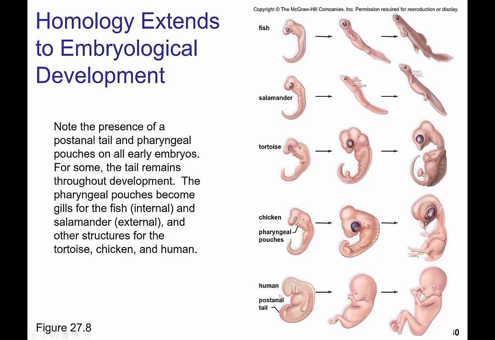We also see the presence of pharyngeal pouches. So here, here, here, here, and here. As this embryo develops, the pharyngeal pouches become gills for the fish, internal and external gills for the salamander, seen here. And they become other structures for the tortoise, the chicken, and the human. But early in development, the pharyngeal pouches are very similar.